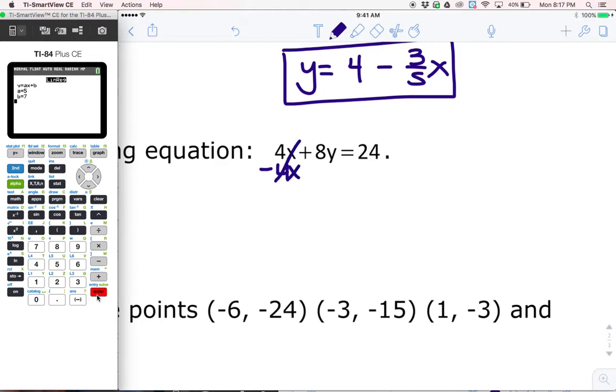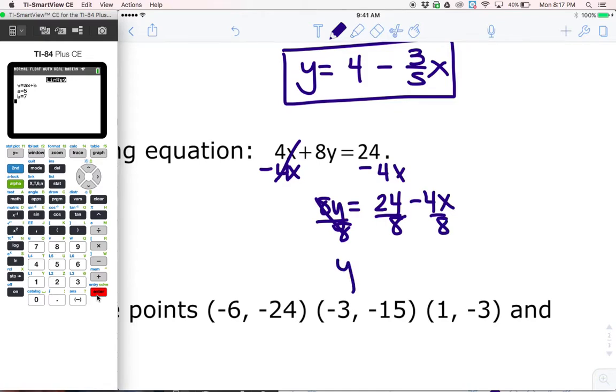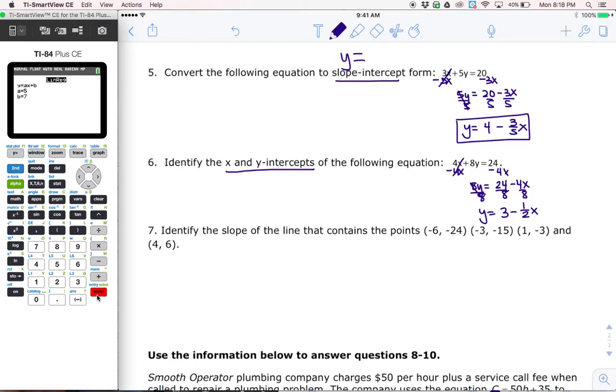So I'm going to subtract 4x from both sides. So I've got 8y equals 24 minus 4x. And I'm going to divide by 8. So now I have y equals 3 minus 4 divided by 8 is 0.5. I'm going to simplify and call that 1/2 x. Okay? Actually, that's not my answer, is it? I'm supposed to find the x and the y intercepts.